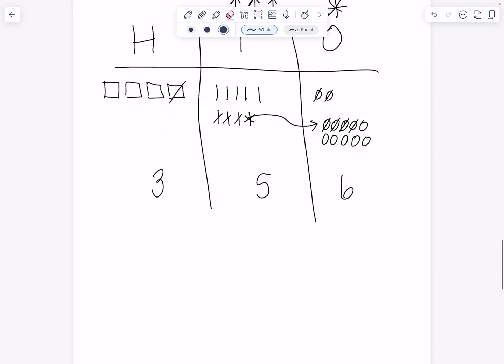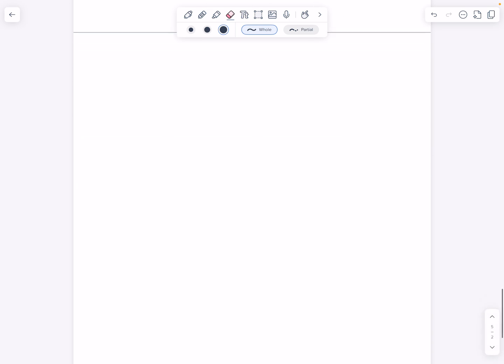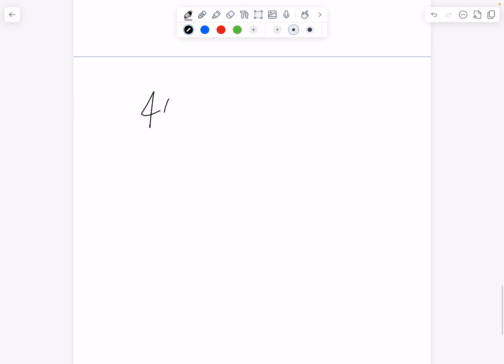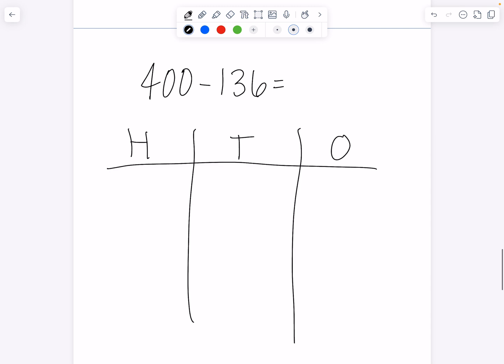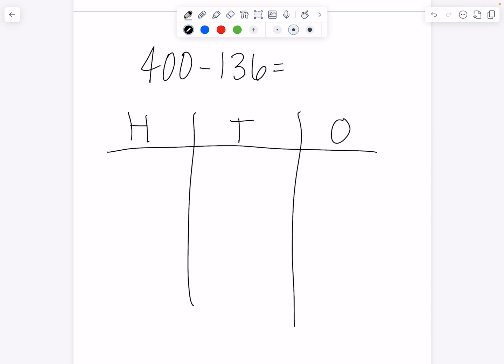Okay, let's go back to your anchor chart. This is the last example, and then you will work on your own on some of these. All right, we've got 400 minus 136. Oh boy, here we go. HTO chart. Well, this is an easy one to draw because 400 is just 4 hundreds blocks.